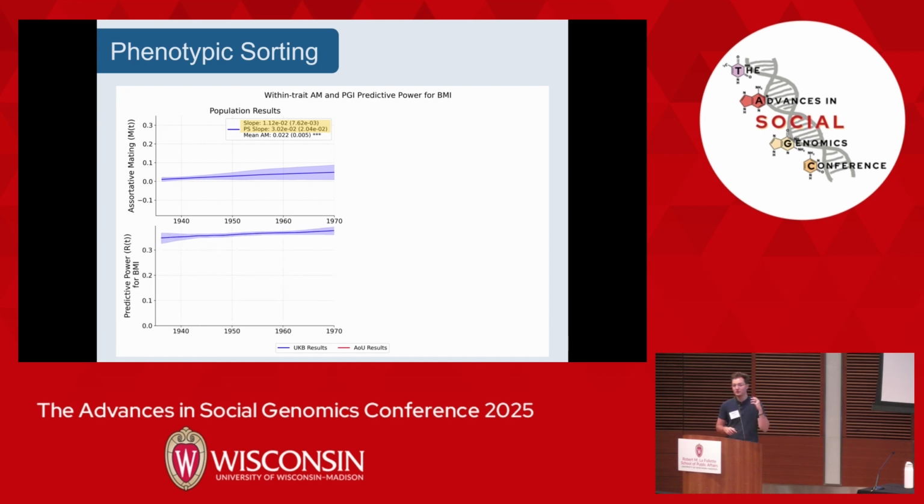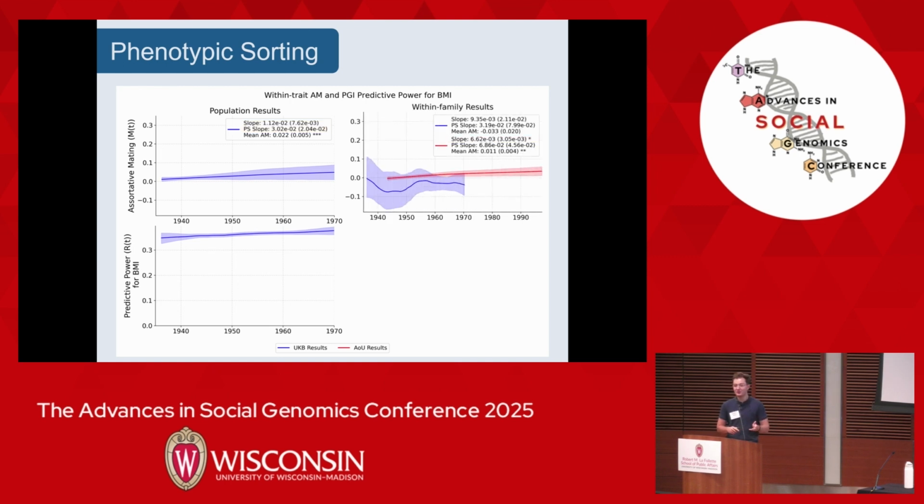And now let's introduce our measure of PGI predictive power, R of t. So our PGI predictive power is going to be on the y-axis here, and this is going to be the predictive power for our population-based PGIs that we use to generate these genetic sorting results. And as we can see, that also looks constant. And so when we generate our phenotypic sorting estimates by dividing this measure of genetic sorting right here by our PGI predictive power right here, it's unsurprising that the slope on our phenotypic sorting estimates is also constant.